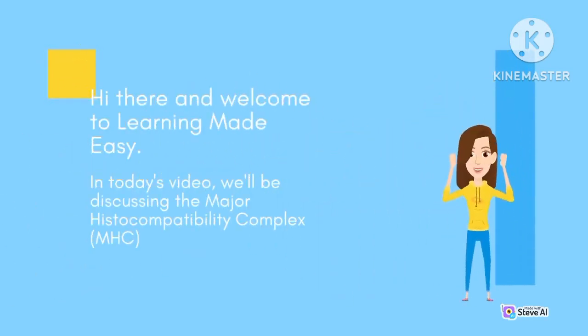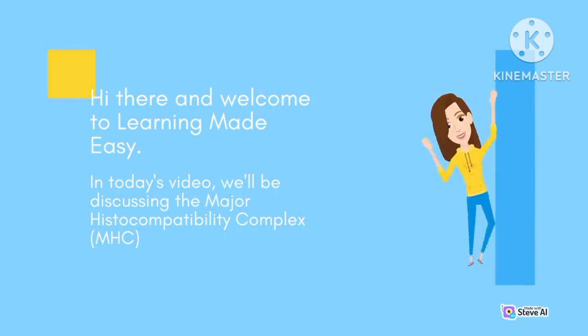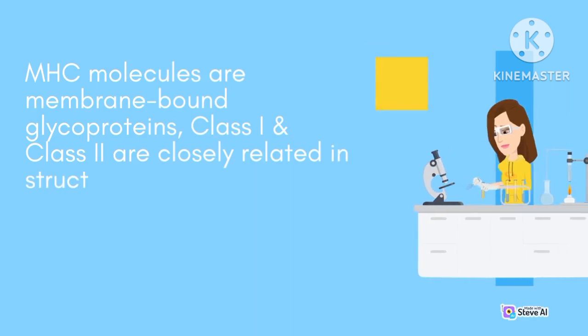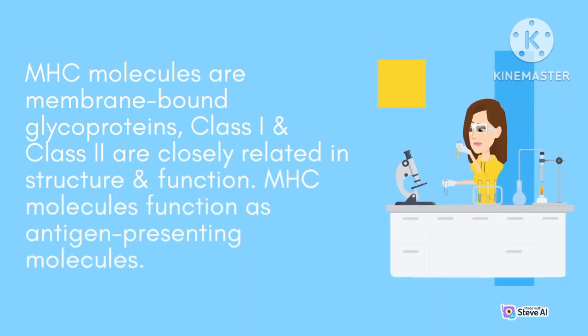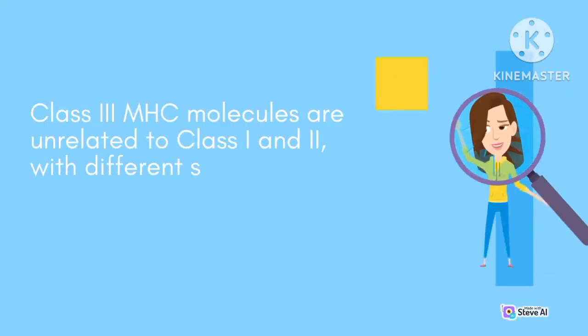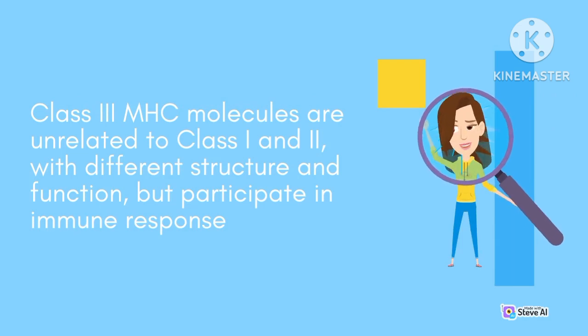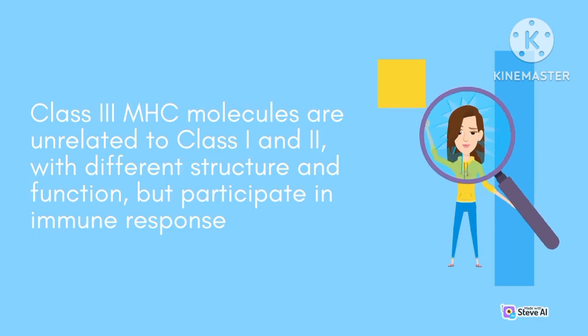In today's video, we'll be discussing the major histocompatibility complex, MHC. MHC molecules are membrane-bound glycoproteins. Class I and Class II are closely related in structure and function. MHC molecules function as antigen-presenting molecules. Class III MHC molecules are unrelated to Class I and II, with different structure and function, but participate in immune response.